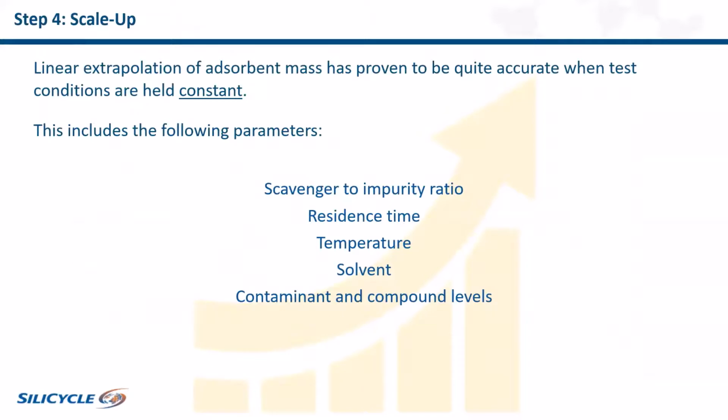This is where the time from step 3 of transfer from bulk to the cartridge system pays off, as linear extrapolation will now be possible, resulting in a straightforward scale-up. And of course, the conditions must remain constant: the scavenger to impurity ratio, the residence time, the temperature, the solvent being used, and the contaminant and compound levels you're trying to remove.